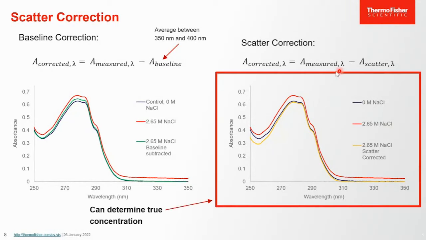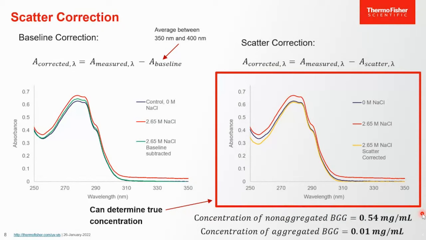So now I know that I can use this scatter correction method to produce a spectrum where I can determine a more accurate concentration for the free proteins that are left over. And using Beer's law, I was able to determine that for this sample, the concentration of non-aggregated bovine gamma globulin was 0.54 milligrams per milliliter, which implies that the concentration of aggregated bovine gamma globulin, or proteins which produce the aggregation, was 0.01 milligrams per milliliter.